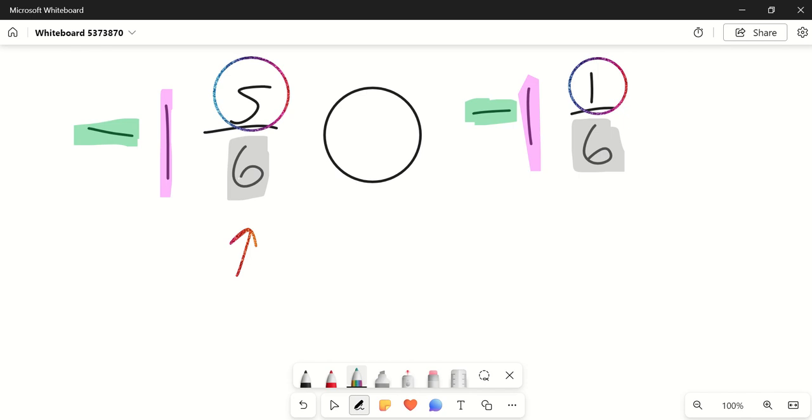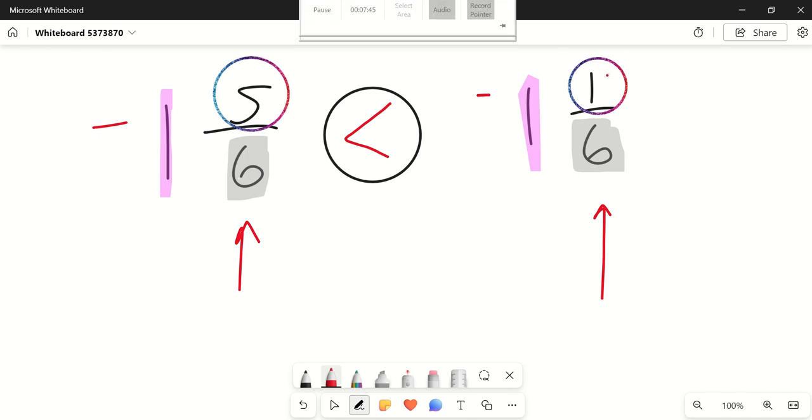However, they are both negative. If these were positive, 1 and 5/6 would completely be bigger than 1 and 1/6. But they are not both positive. They are both negative numbers. Therefore, with negative numbers, it's the opposite. Would you rather owe somebody $5 or would you rather owe somebody $1? Therefore, -1 and 1/6 is bigger because it is closer to 0. It is -1 versus -5.